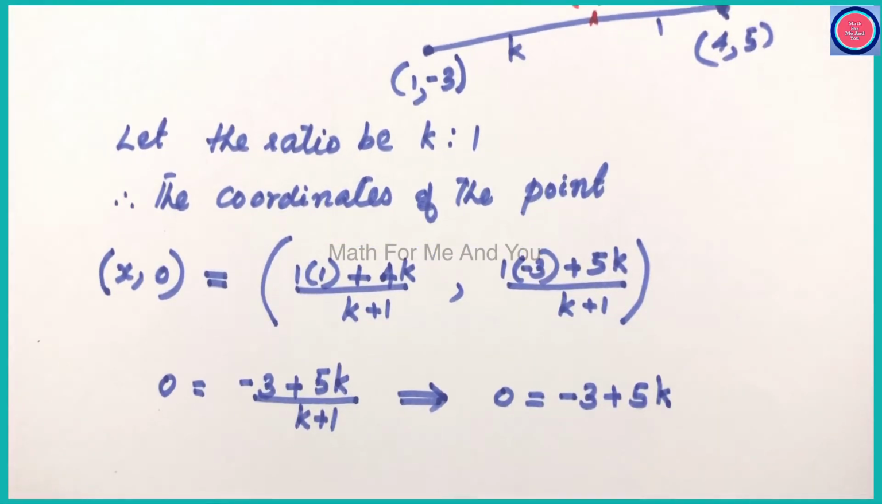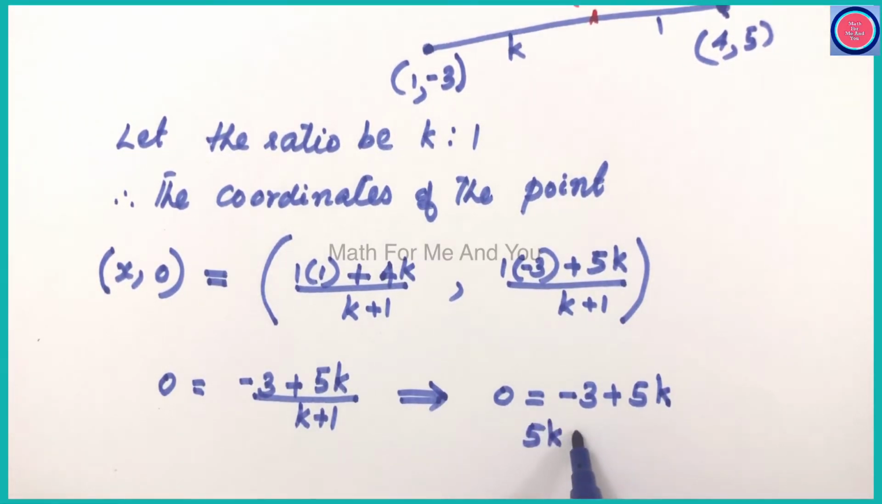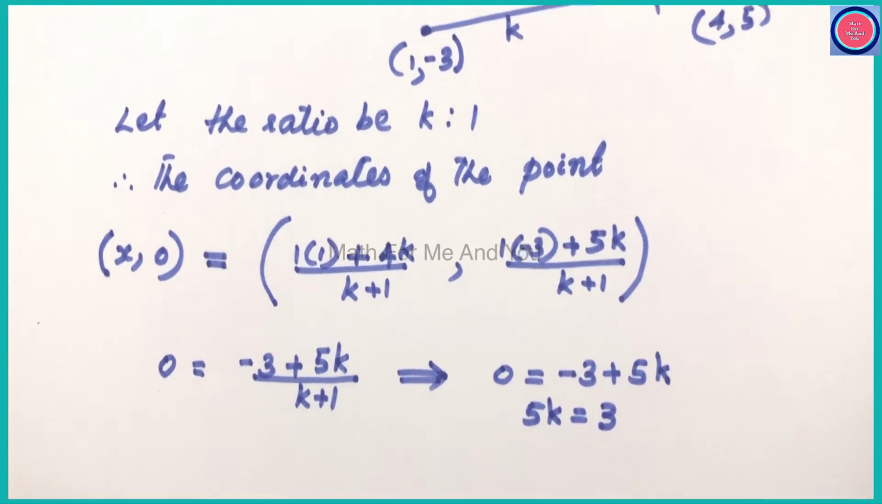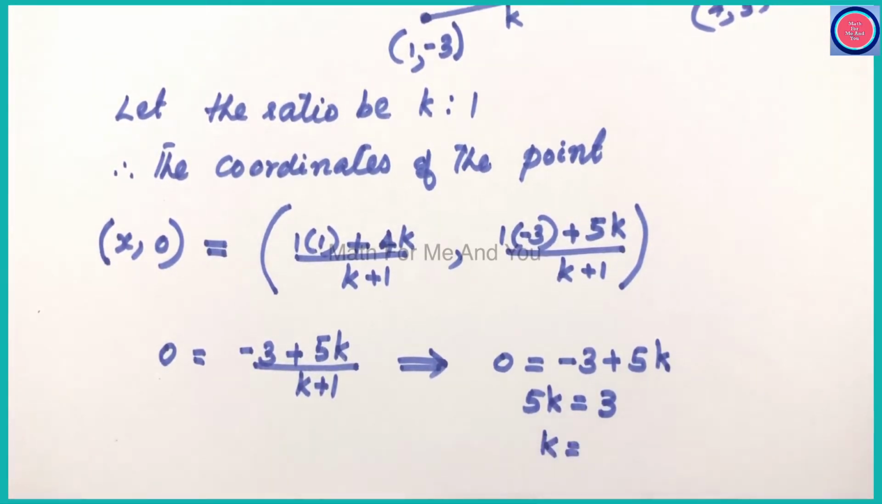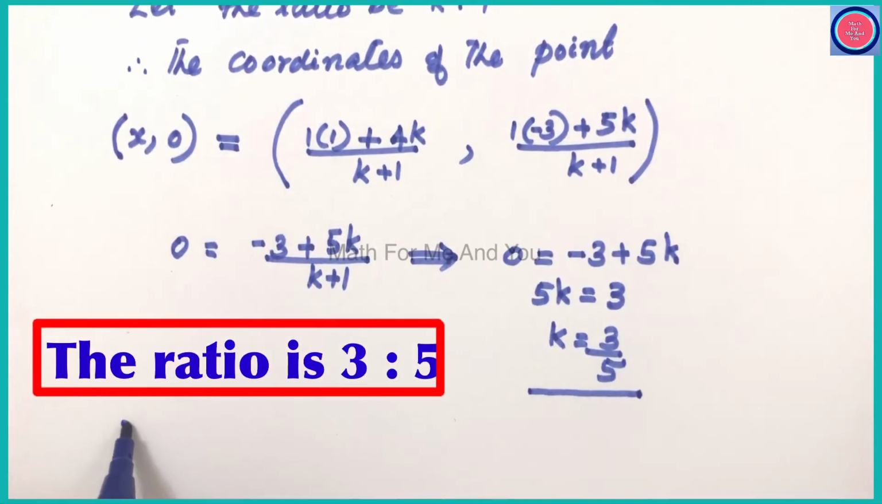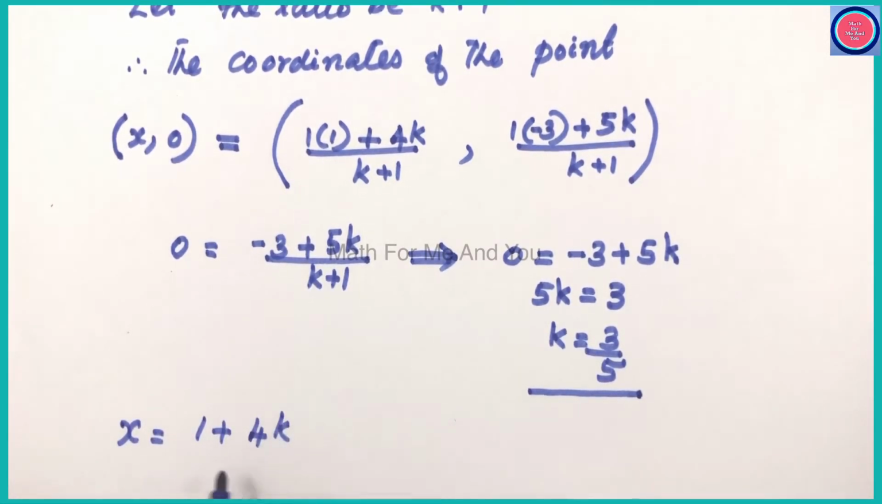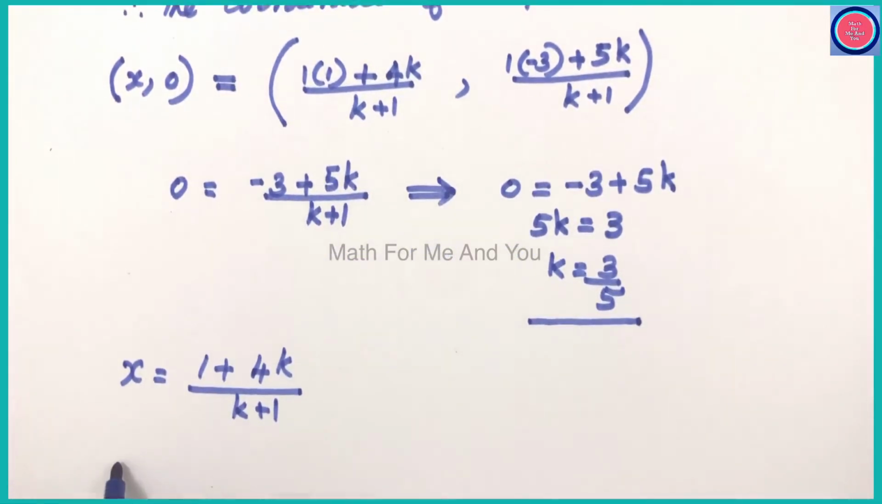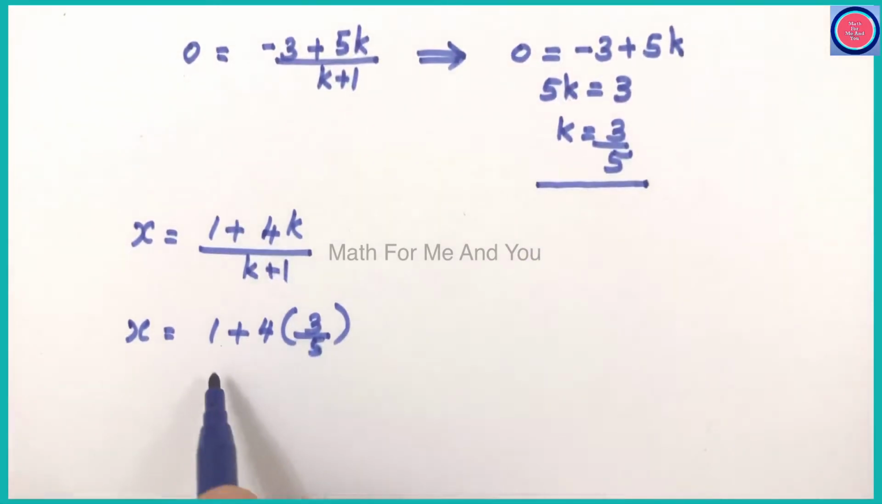5k equals positive 3. What about k? We get k as 3 over 5. From here we can find k as 3 over 5. That means we can say the ratio k over 1 is 3 over 5. So the ratio is 3:5. Now we can substitute and find the value of x. X is equal to 1 plus 4k over k plus 1. Now substitute the value for k. X is equal to 1 plus 4 times 3 over 5 over 3 over 5 plus 1. That is k plus 1.